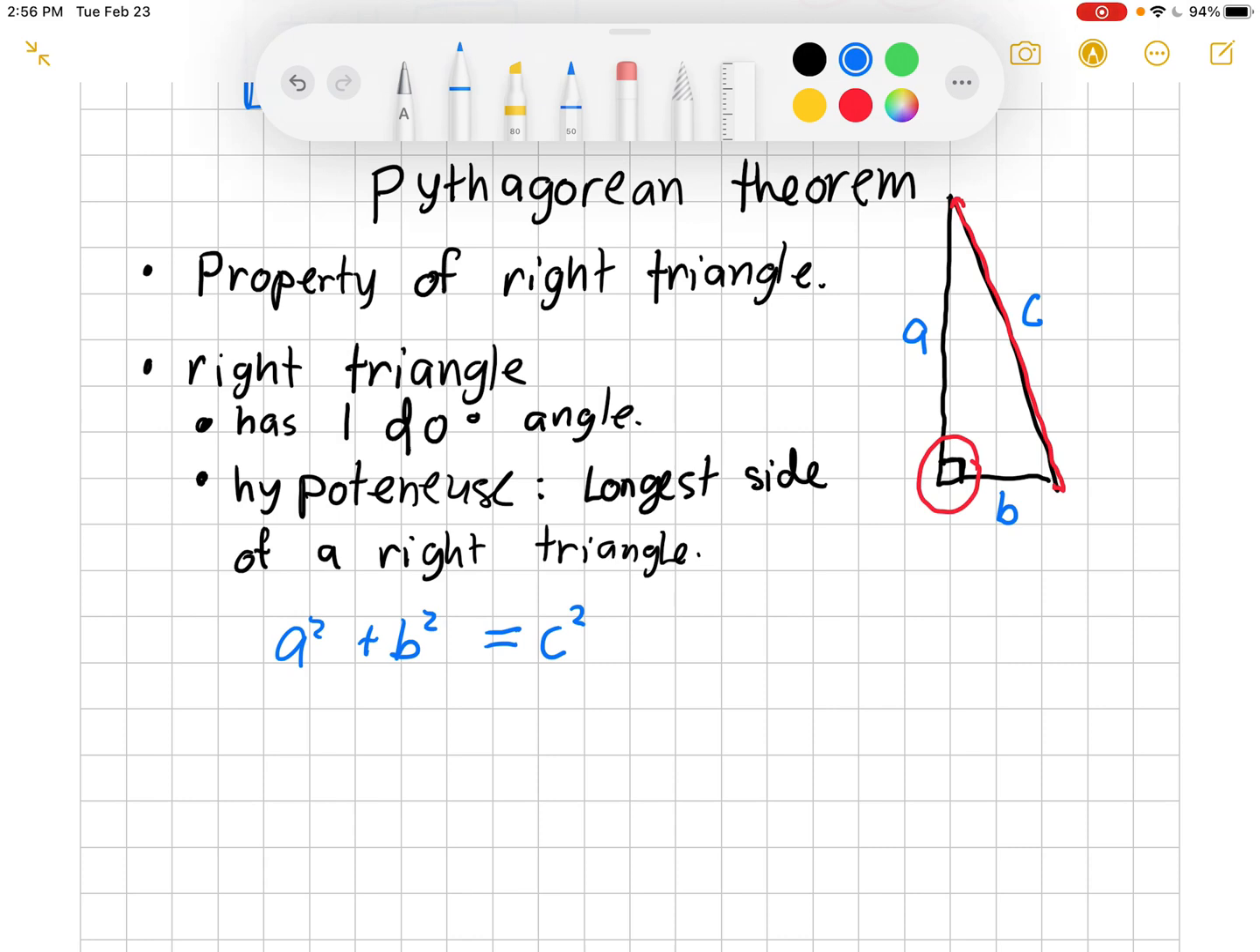Meaning you can take the length of side A, square it, add it to the length of side B, which has been squared, and it will always equal the square of the other side. Now, there are lots of different proofs for this and a lot of different ways that it shows up. If you are curious about what those proofs look like, feel free to come in on a Friday, and I'm more than happy to show you.